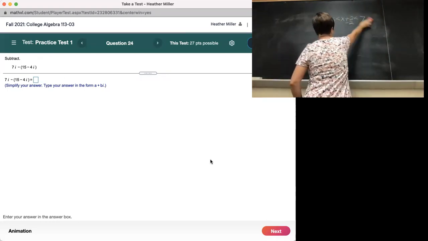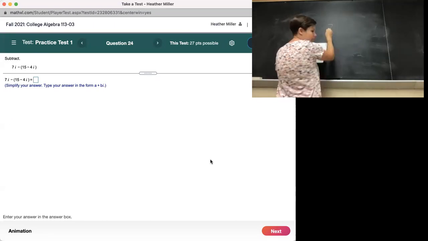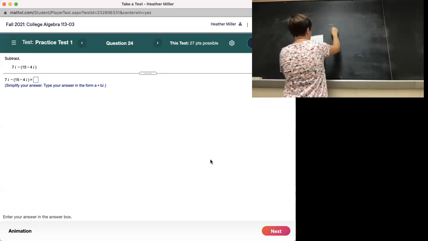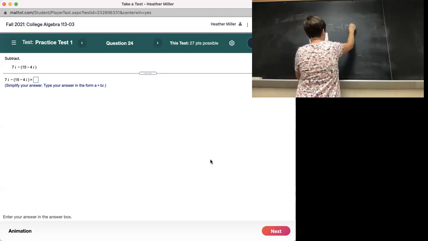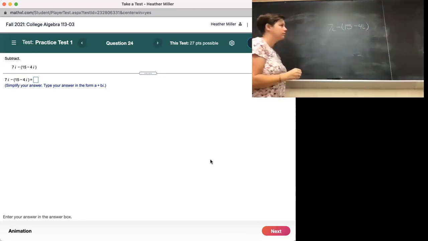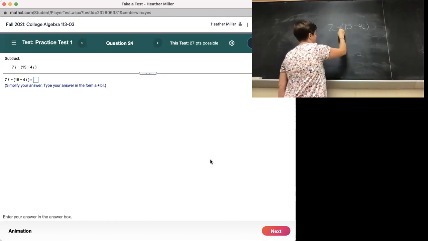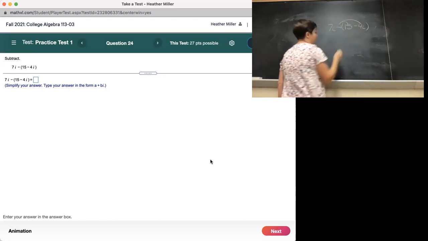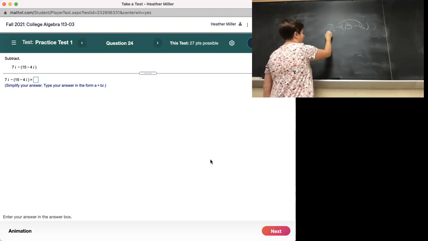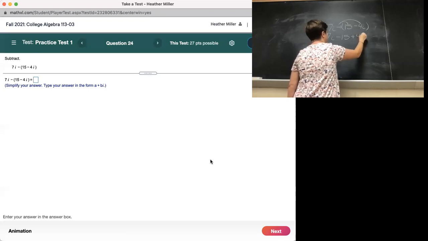Good old imaginary numbers again. We have 7i minus, and then parentheses 15 minus 4i. So when you're given a problem like this, we need to combine like terms, but before we can do that, we have this negative outside the parenthesis. So you treat that like a -1 that you're multiplying everything by inside. So you have to distribute that in. So I have 7i minus 15 plus 4i.